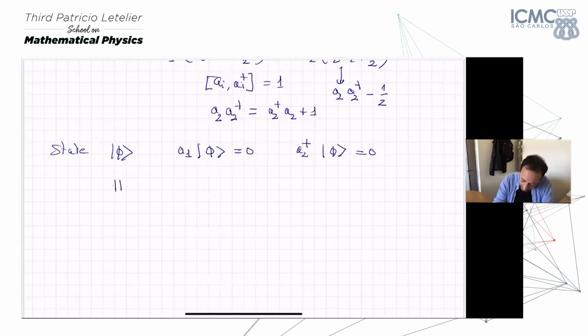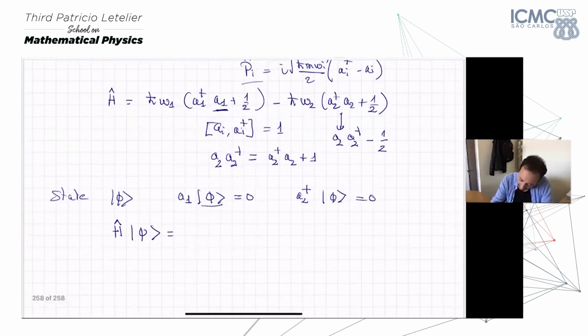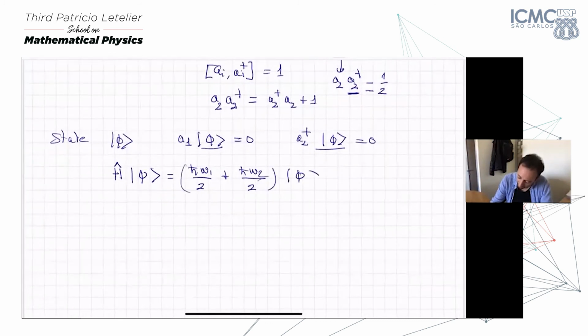If I calculate the H over that state, what I will have is, because the A1 over phi is 0, I'm getting just the H bar omega 1 over 2. And here, because the A2 DAG over phi is 0, I'm getting the minus with this minus, which means plus, H bar omega 2 over 2. Okay, this phi will be the lowest energy, in fact.